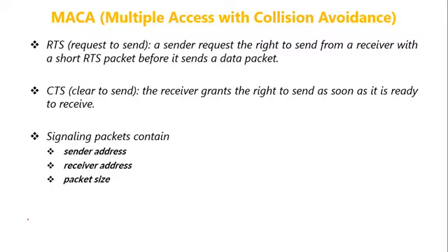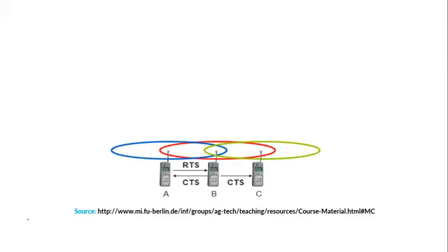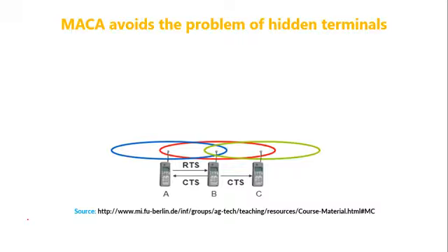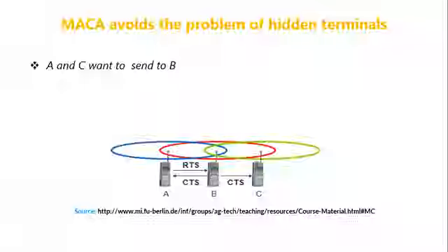Now let us try to understand how this can be used to solve the problem of hidden and exposed terminal problems. First let us see how it can be used to solve the hidden terminal problem. So we know the hidden terminal problem. What it says is, A can reach B but it cannot reach C. C can reach B but it cannot reach A, and B can reach both A and C.